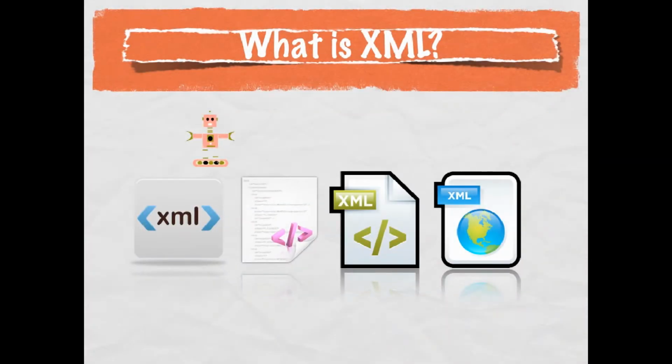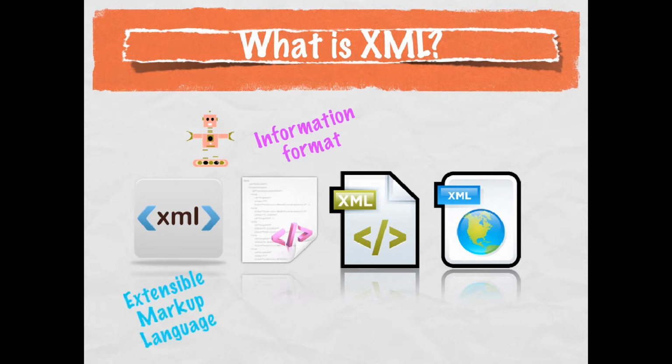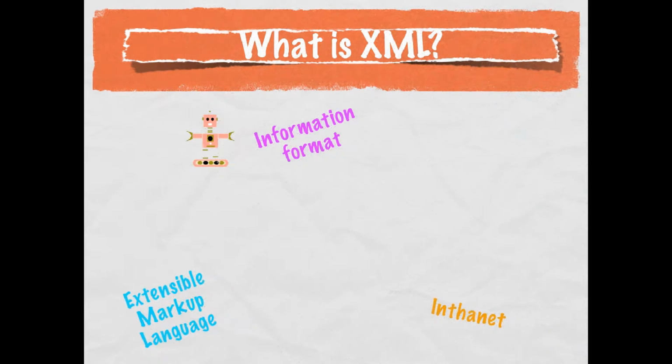What is XML? XML is a file extension for an extensible markup language file format used to create common information formats and share both the format and the data on the World Wide Web, Internet, and everywhere using standard ASCII text.